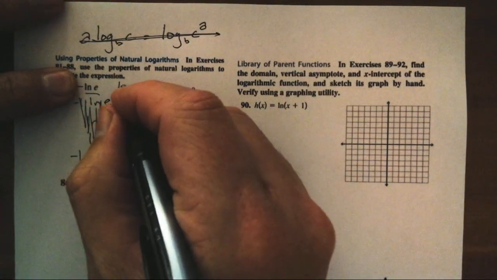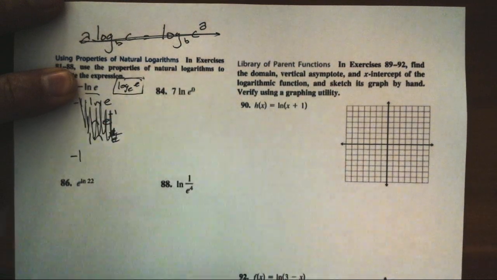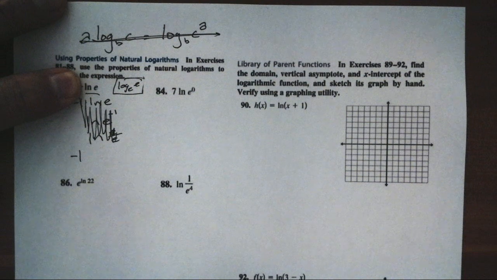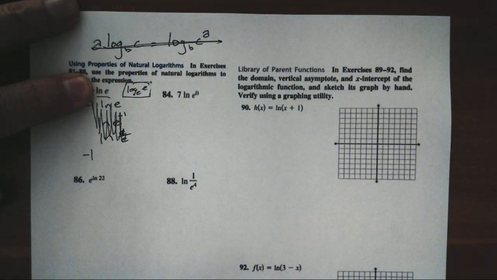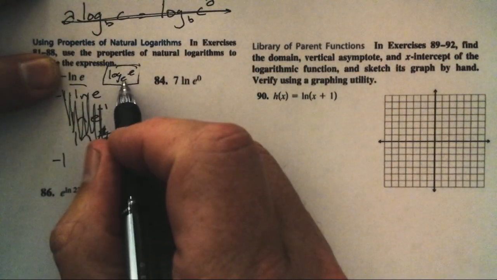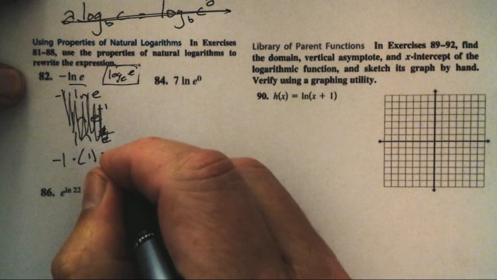ln e, that's log base e of e. That means this is the exponent that turns e into e. What's the exponent that turns e into e? Well, e to the first is e. Let's go ahead and zoom in on this. e to the first is e, so the exponent that turns e into e is just 1. And we get negative 1 times 1, negative 1.